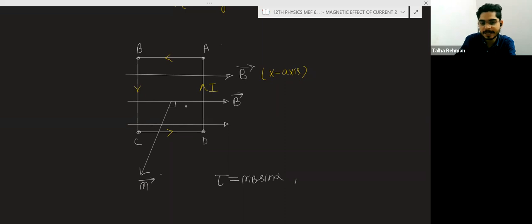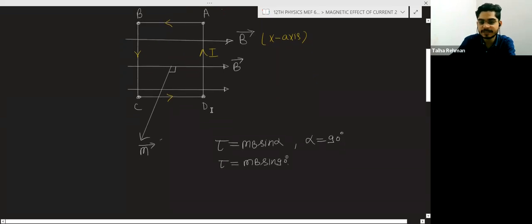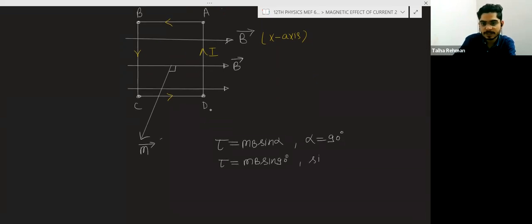Here alpha is equal to 90 degrees, right? So put alpha equal to 90 degrees. You will get mB into sine 90, and sine 90 degree is equal to 1. So you will get the torque is equal to m into B, and this torque is the maximum torque.